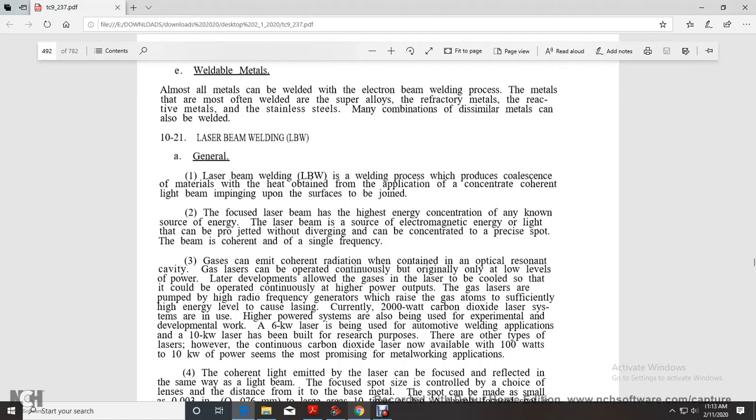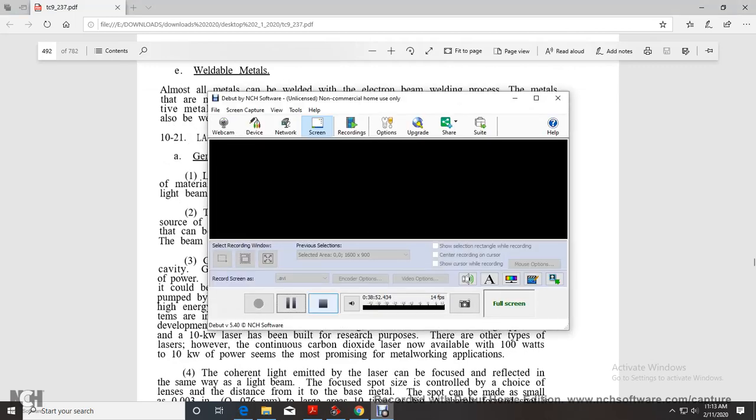Laser beam welding. We're going to cut the tape. Testing.